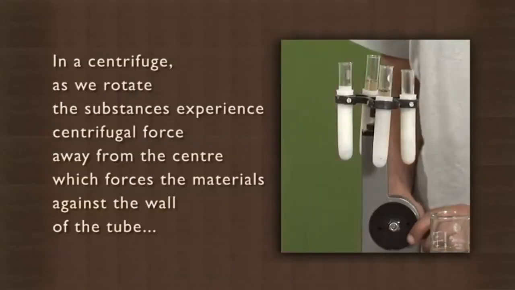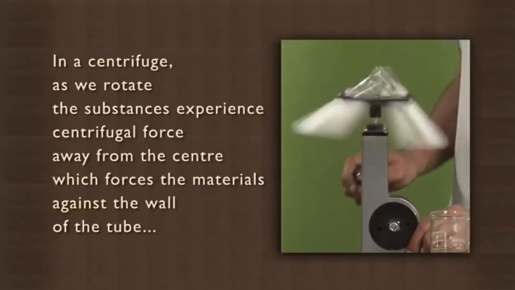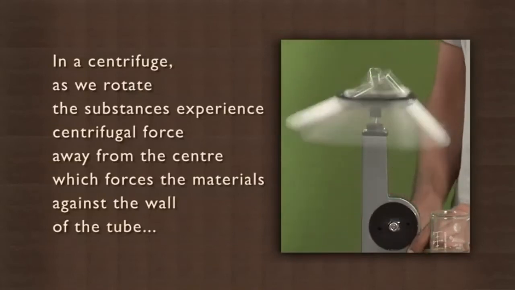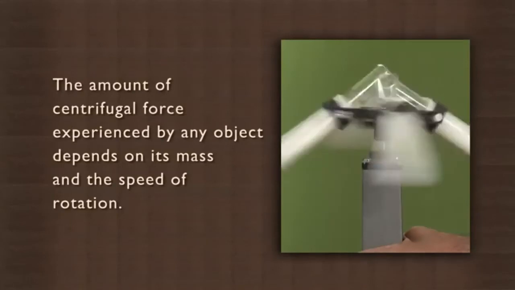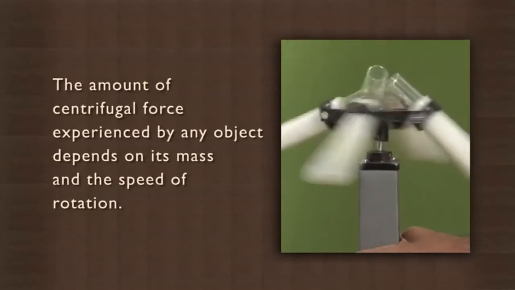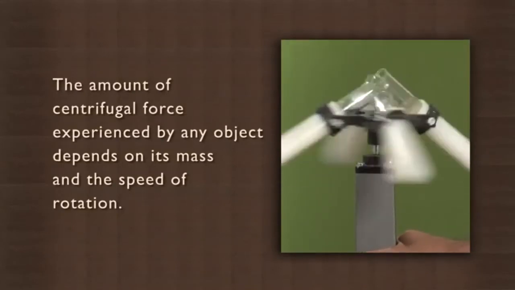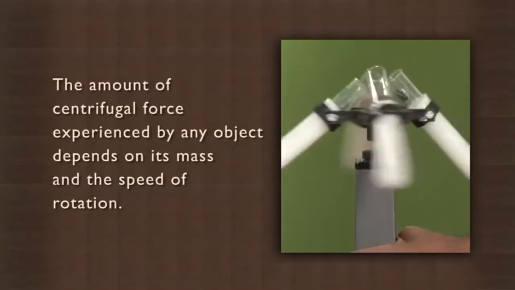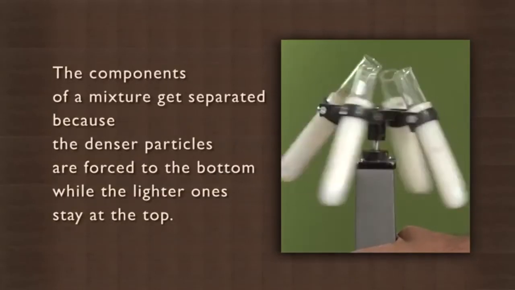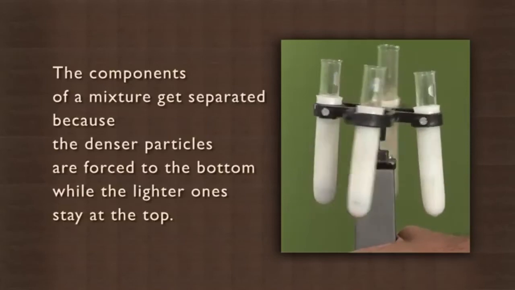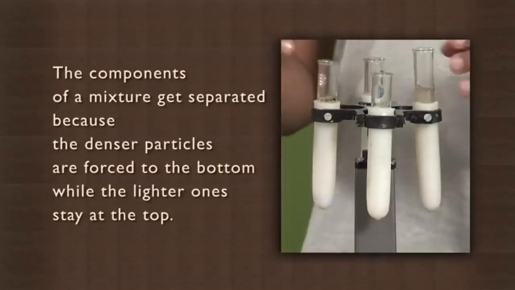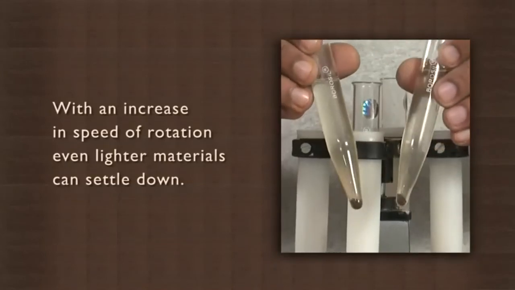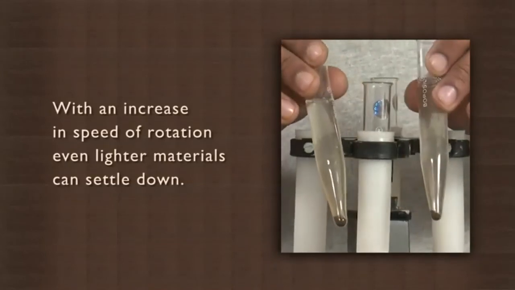In a centrifuge, as we rotate, the substances experience centrifugal force away from the center, which forces the materials against the wall of the tube. The amount of centrifugal force experienced by any object depends on its mass and the speed of rotation. The components of a mixture get separated because the denser particles are forced to the bottom while the lighter ones stay at the top. So with an increase in the speed of rotation, even lighter materials can settle down.